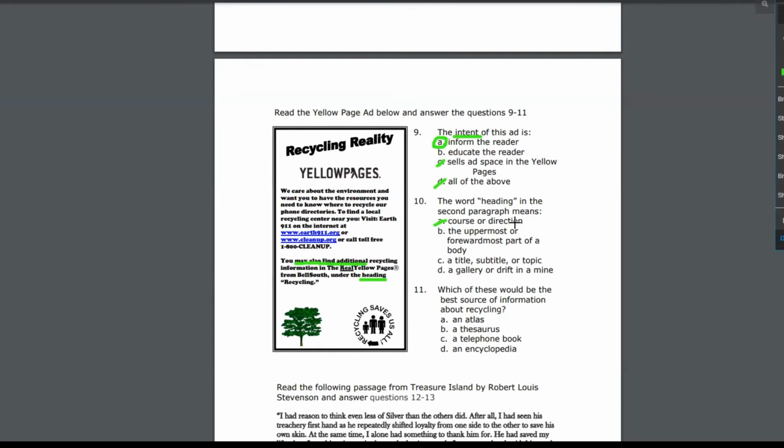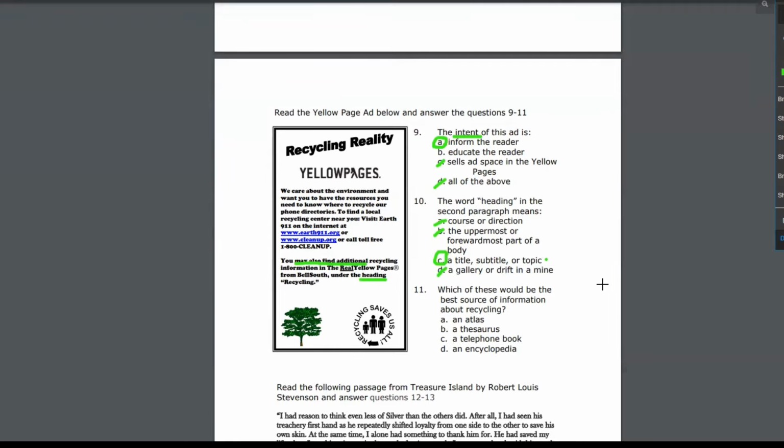All right, B says the uppermost or forwardmost part of the body. Part of a body. So of course we know that we're not talking about an actual person. I'm not talking about your head. So we can eliminate that one. All right, C says a title, subtitle, or a topic. All right, that one seems like it could be in the right direction, but of course we still want to go through our last option to see if we can eliminate that one. All right, and that one says a gallery or drift in the mind. So again, we're still talking about the yellow pages, so we can eliminate that, which leaves us with C.